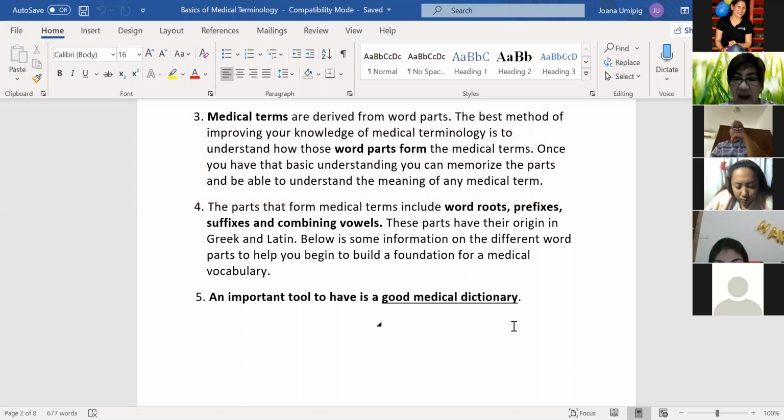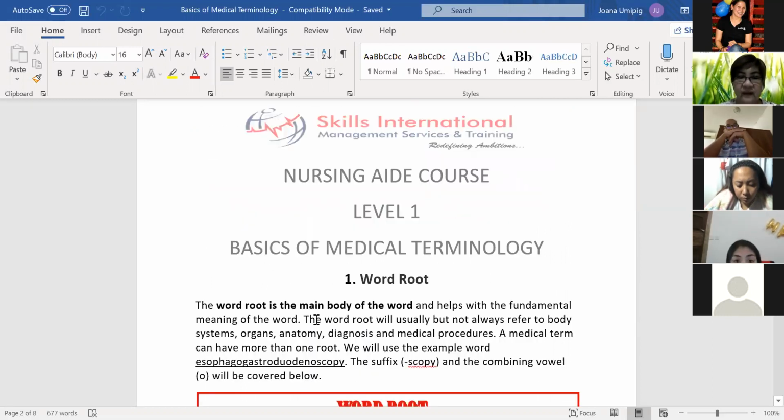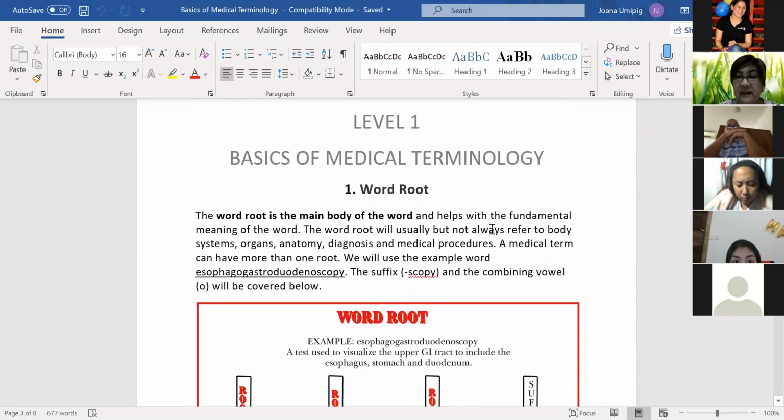An important tool to have is a good medical dictionary. Itong good medical dictionary, we will be the one to establish sa atin, or we will form it for ourselves. Only then, makakapag-found tayo, we will have a good foundation, a solid foundation of a good medical dictionary. So the basics of medical terminology, as I said, we will have a word root, yung root word. The word root is the main body of the word and helps with the fundamental meaning of the word.